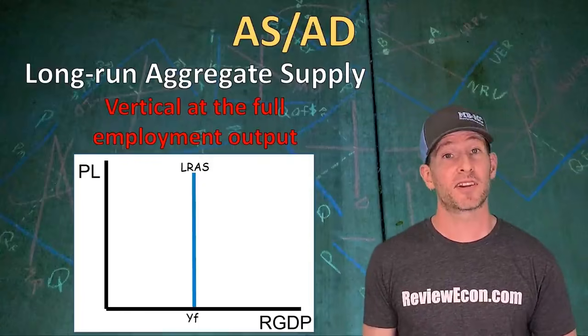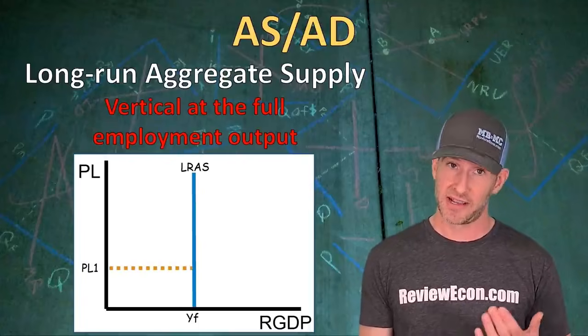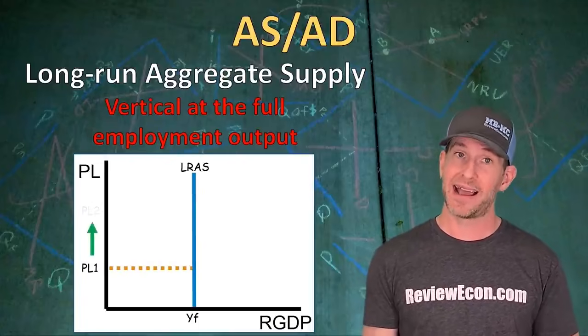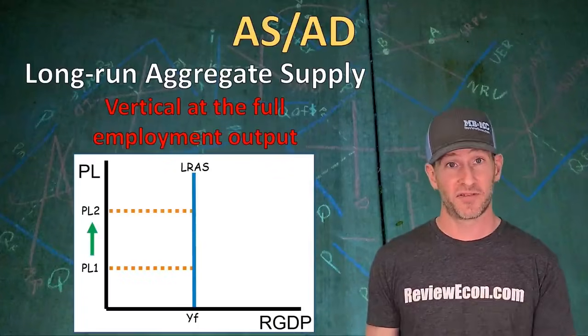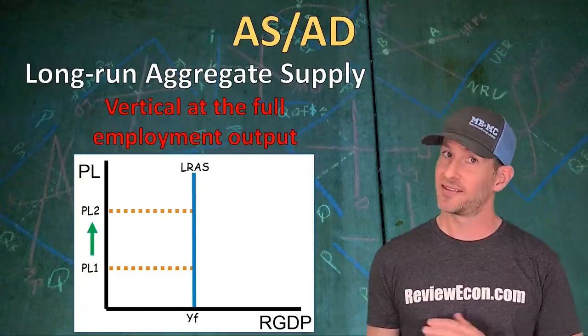And since we have a perfectly inelastic long-run aggregate supply curve, at low price levels, we will see the full employment level of output, and at high price levels, we will still see the full employment level of output. This is, of course, in the long run. In the short run, that might not be true.